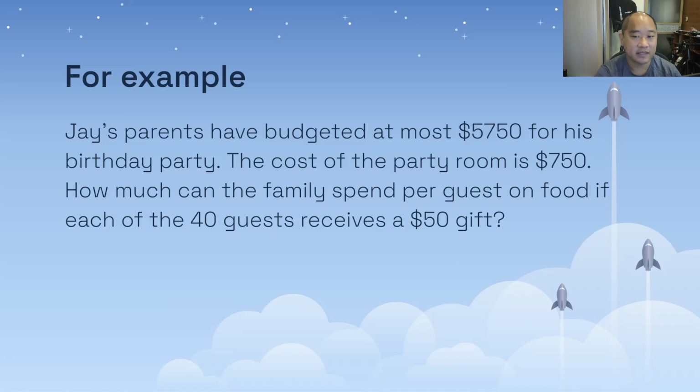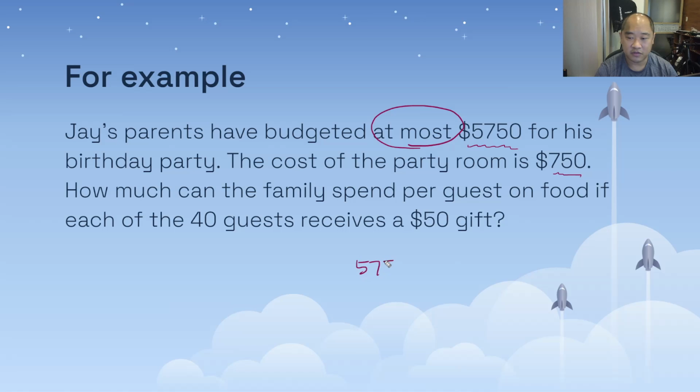Okay, let's say that Jay's parents have budgeted at the very most $5,750 for his birthday party. The cost of the party room that they rent out is $750. How much can the family spend per guest on food if each guest receives a $50 gift? So, at most, this is important information, right? The parents have budgeted at most $5,750.